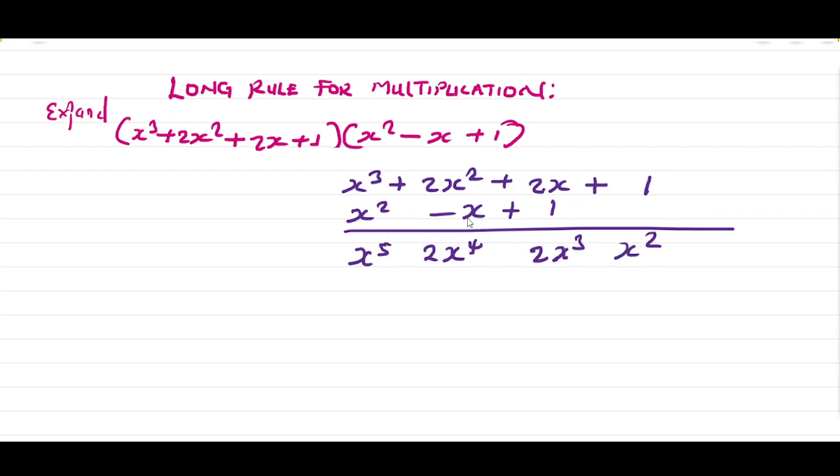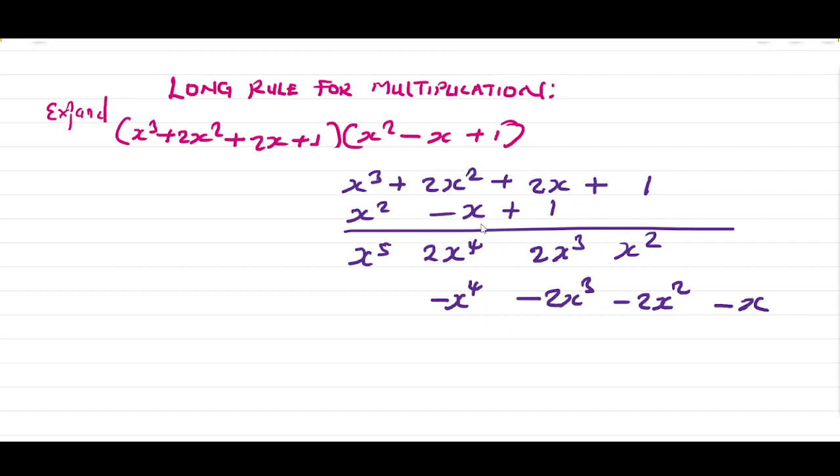Then what we'll do next is that negative x will go. How we arrange this is that the result is put underneath where it came from. For example, negative x multiplying x cubed gives negative x to the fourth, but it will come under the x to the fourth column. Next, negative x multiplying 2x squared gives negative 2x cubed, and negative x multiplying 2x gives negative 2x squared, and negative x finally. That is how we go.